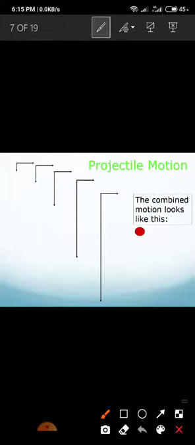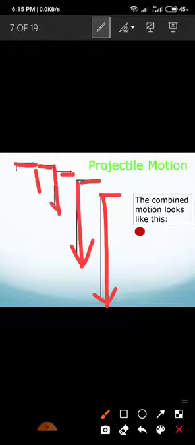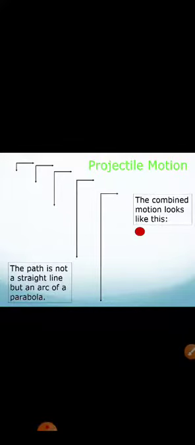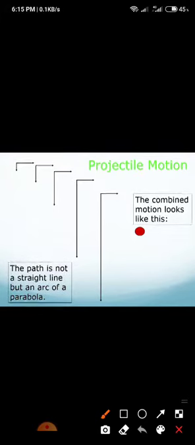That is the motion. You can see the increase of velocity. This is the horizontal component of the velocity, which stays the same, but the vertical component is increasing. The path is not a straight line. The path is a trajectory. This is the path of the motion.